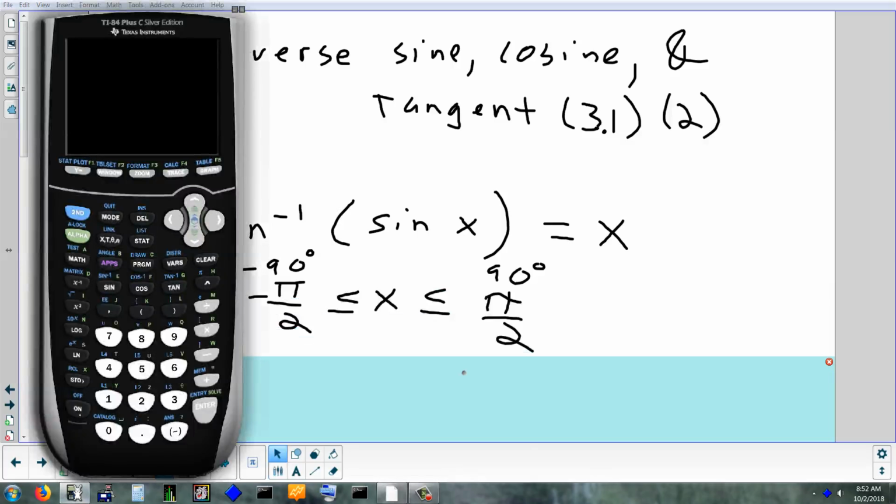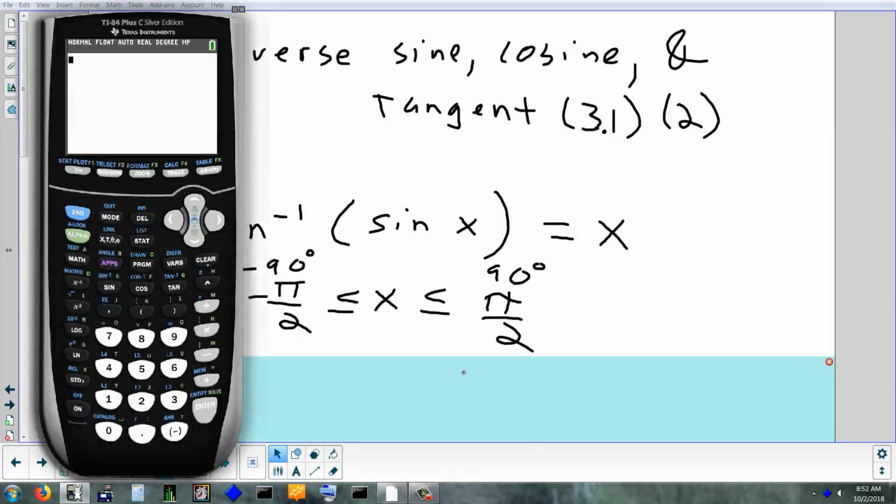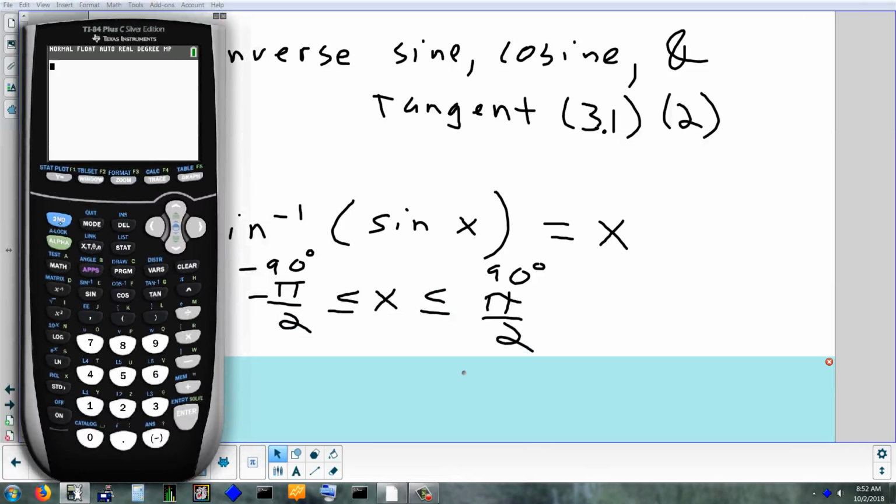Okay, let's try it. So I got my calculator. I'm already in degrees. So I'm going to type the inverse sine of the sine, and then somebody give me a number between negative 90 and 90. 45. So when I hit enter, according to this chart, I should get back exactly what I started with, which in this case was 45. And if I hit enter, it works perfect. Inverse sine and regular sine cancel each other out.